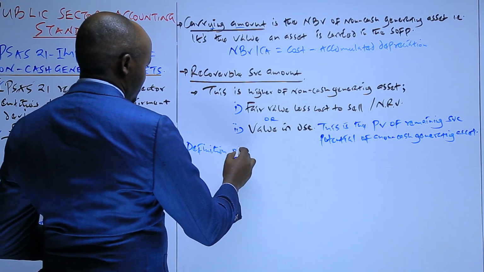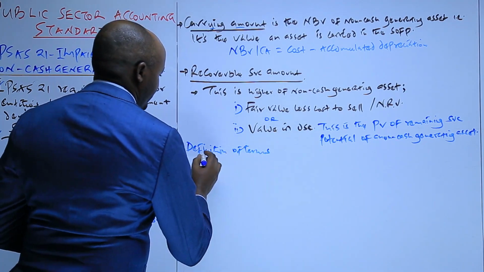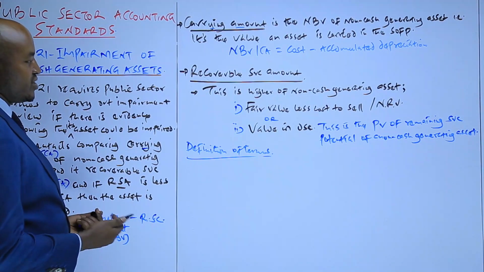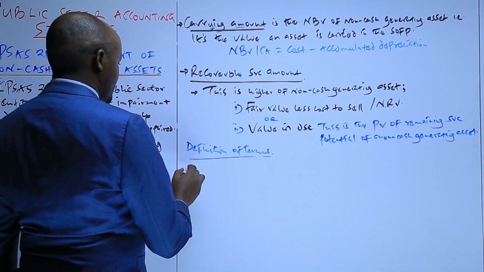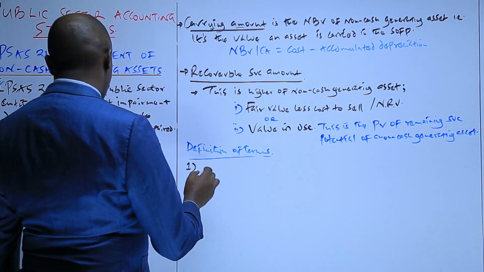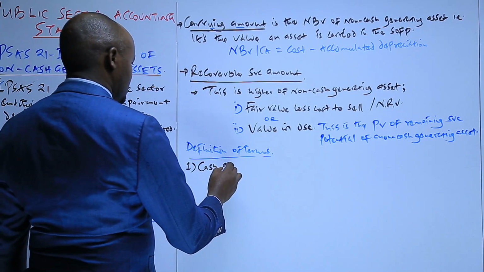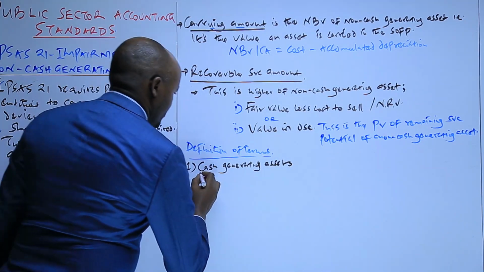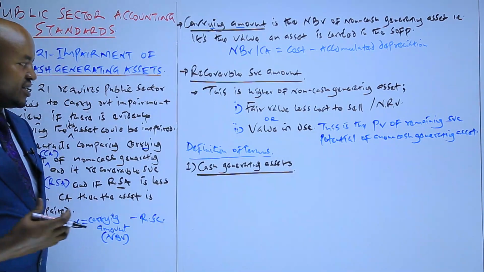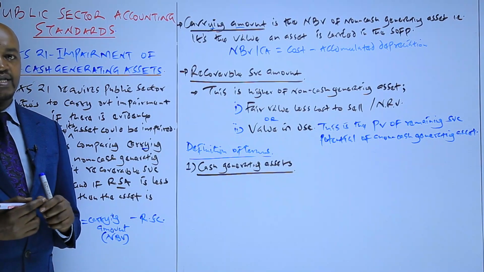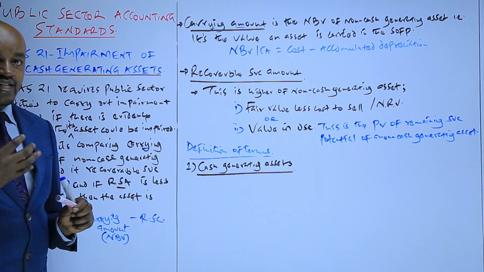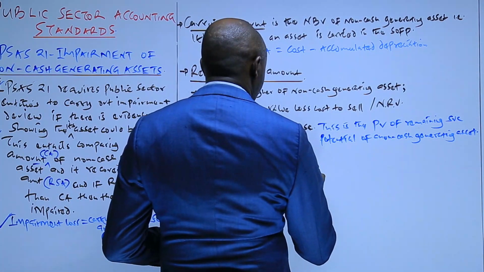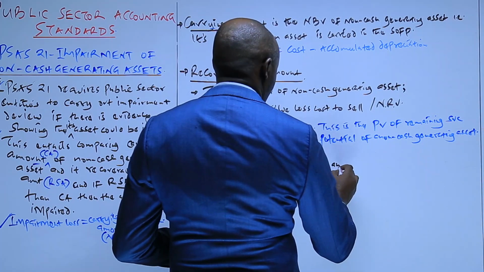Definition of terms. These are additional terms we need to define, because we have already defined a few terms, like carrying amount and the recoverable service amount. The other term we need to define here is the cash generating asset. As the name suggests, this is any asset which is held by a public sector entity and which is expected to generate commercial returns.